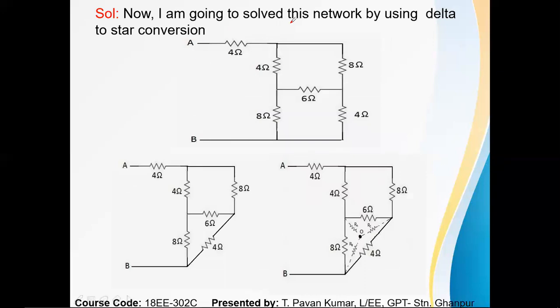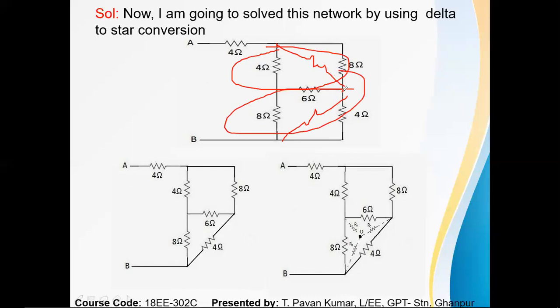Now I am going to solve this network by using delta to star conversion. Here there are deltas. 4, 6, 8 is one delta. If I draw like this, 8, it looks like a delta only, right? Next to 8, 6, 4 is one more delta, right? If I draw like this, it looks like a delta only, right?